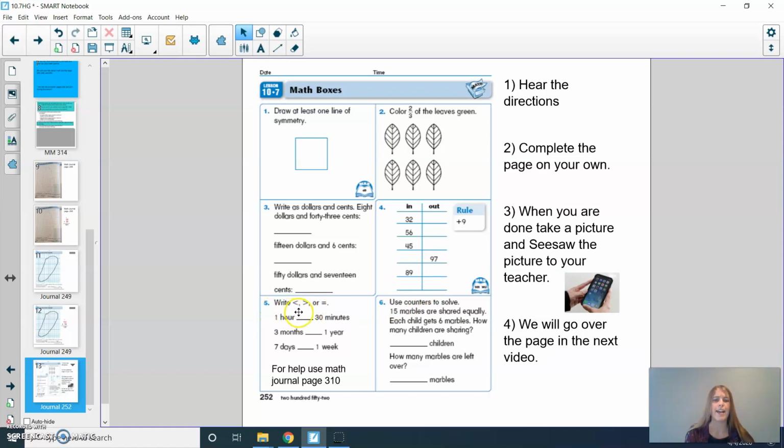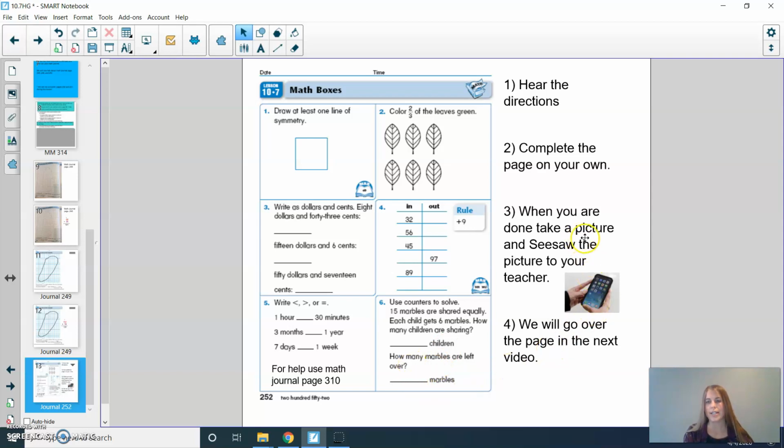For question number 5, you're using less than, greater than, or equal to. If you want a little help, you can look at your math journal page 310 for a chart that talks about hours to minutes, months to years, and days to weeks. And for our last question, number 6, use counters or maybe draw a picture on the side to help solve. If we have 15 marbles and they're shared equally, and each child gets 6, how many children are sharing, and then how many marbles are left over?